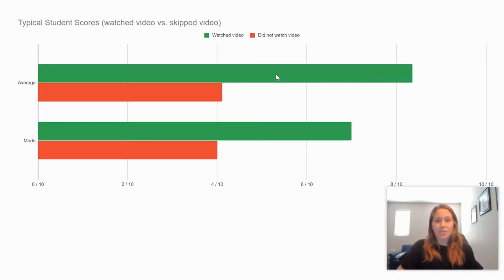For students who did not watch the video, their average score was about 4 out of 10. This is not a passing score. And if you want to be in this green bar, then all you need to do is watch the complete video. I show you this data now because we're at this turning point.